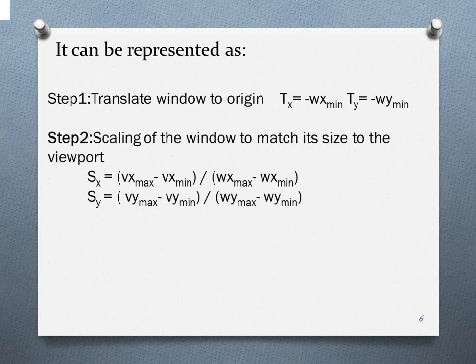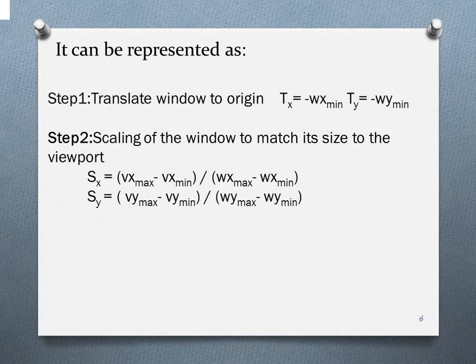In the next step, we will scale the window to match its size to the viewport. For that we will find the scaling factor Sx in x direction, which will be Vx max minus Vx minimum upon Wx max minus Wx minimum. This will give us the scaling factor for the x direction. In the same way, we will get the scaling factor for the y direction by dividing Vy max minus Vy minimum by Wy max minus Wy minimum. So these are the scaling factors, so that we can map the window to the viewport.